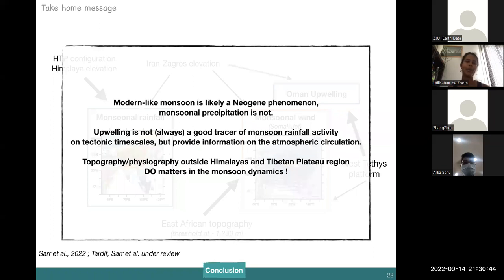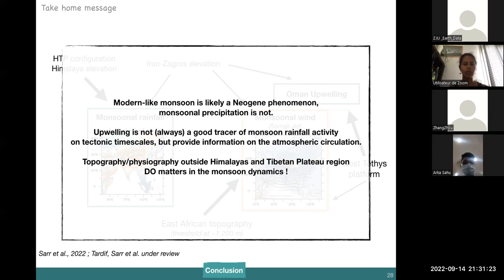This is probably my conclusion with a few points that I think are very important. I guess that, as paleoceanographic records suggest, the modern monsoon with present day circulation and precipitation pattern is likely a Neogene phenomenon. But it does not mean that changing wind at that time did not have an impact on overall monsoonal precipitation over Asia. This means that upwelling is also probably not always a good tracer of monsoon rainfall activity on tectonic timescales, but it does provide good information on the state of atmospheric circulation.